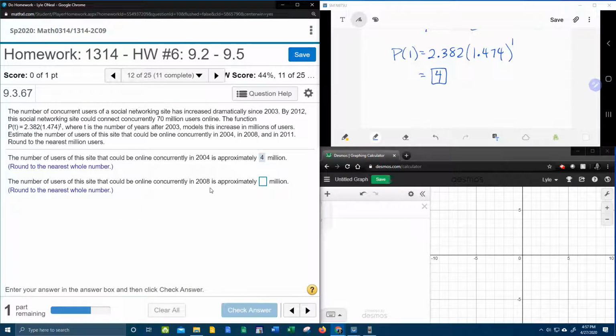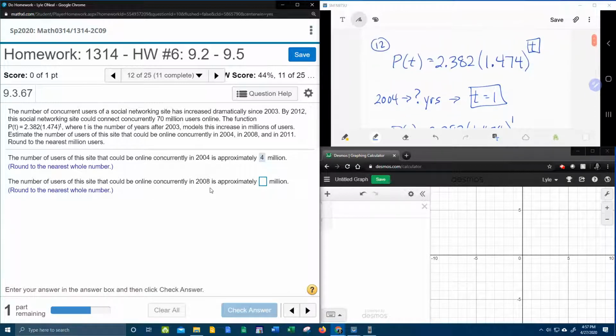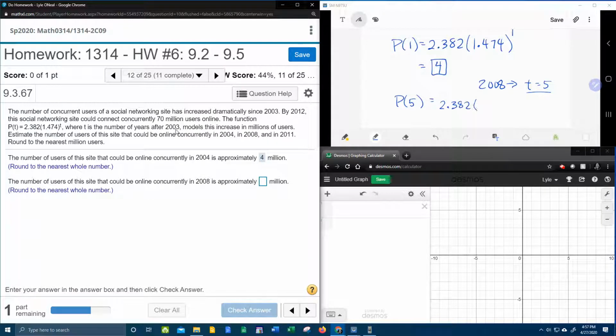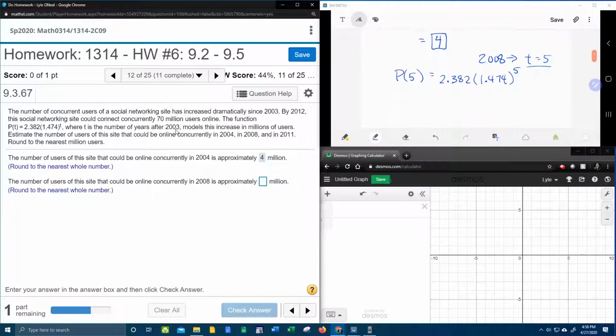All right, next one. In 2008. So again, if we look at what it says, in 2008, how many years is that after 2003? Well, I think that's 5. So in 2008, that's going to be 5 years after 2003. So we need to calculate P of 5, and that's going to be freaking easy: 2.382 times 1.474 raised to the 5th power.